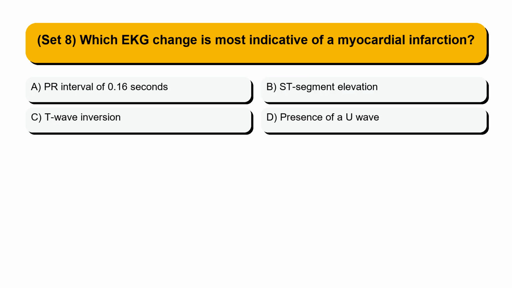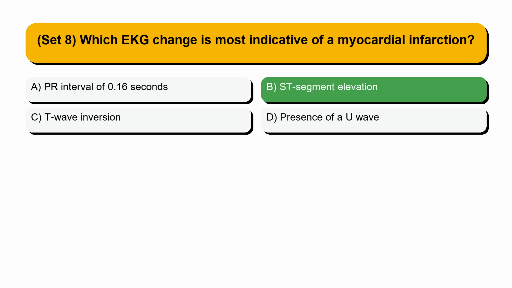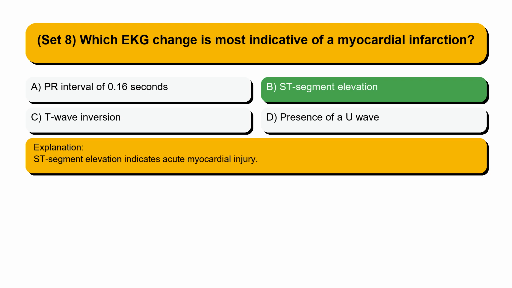Question 8. Set 8. Which EKG change is most indicative of a myocardial infarction? Option A. PR interval of 0.16 seconds. Option B. ST segment elevation. Option C. T wave inversion. Option D. Presence of a U wave. The correct answer is option B. ST segment elevation. ST segment elevation indicates acute myocardial injury.